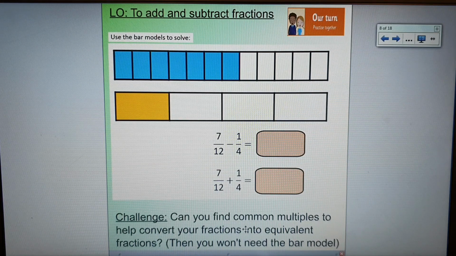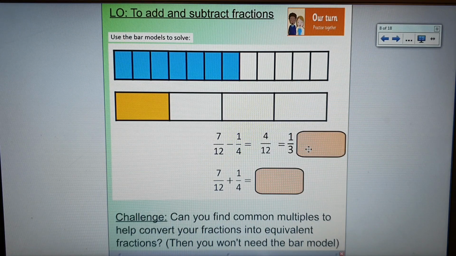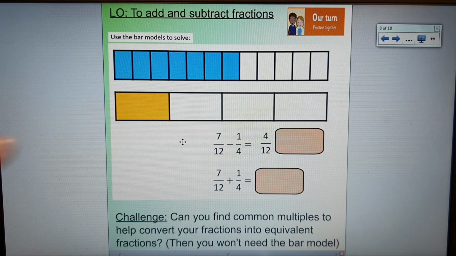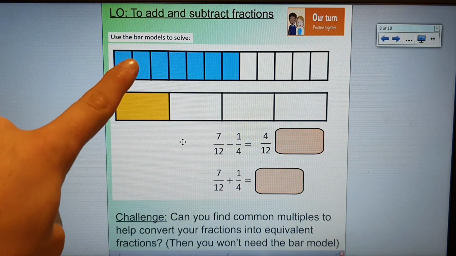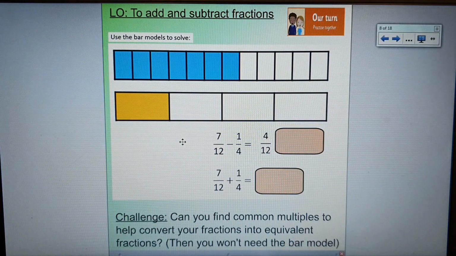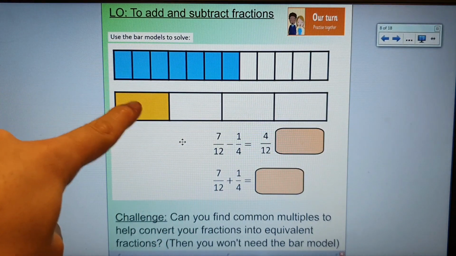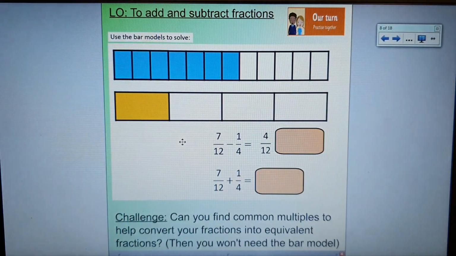Okay, well done. So our first one, 7/12 take away 1/4. Now there are a couple of ways of doing this, but you could have had the answer of 4/12. If we change 1/4 into twelfths, so we used our equivalent fractions, you would have found that it was 3/12, which is the same as this part here. So 1/4 here is the same as 1, 2, 3/12. So that's 7, take away those 3 bits there, would have left you with 4.